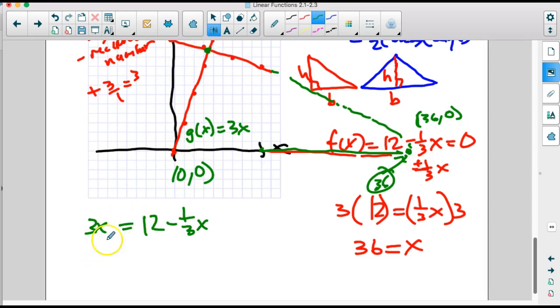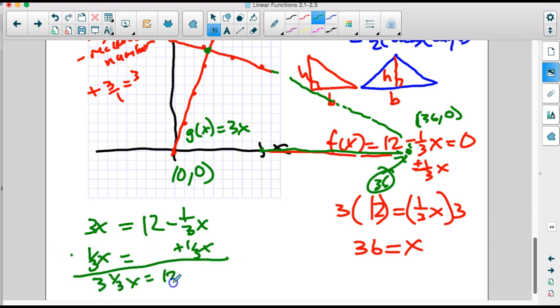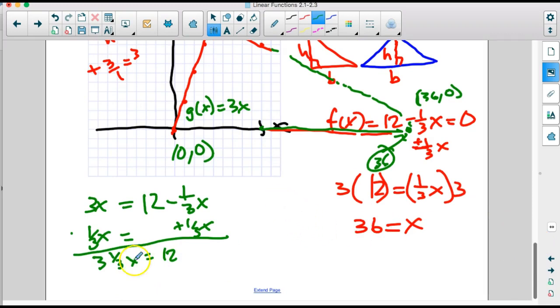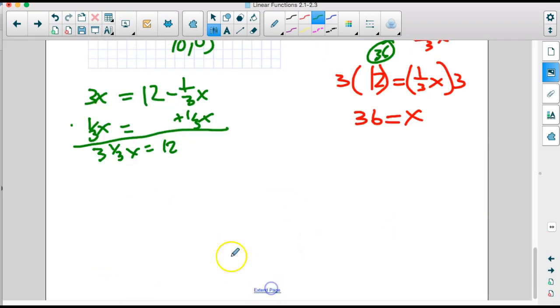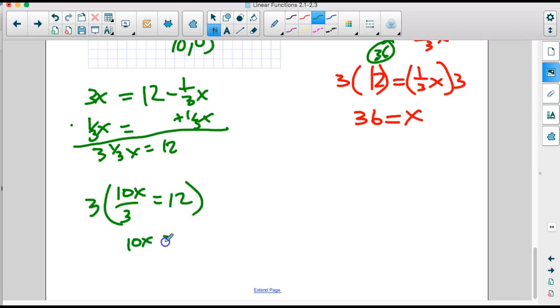So we would add the 1/3 x, and we get 3 and 1/3 x equals 12. In a fraction, this mixed number is 10/3 x equals 12. I multiply by 3 to get rid of the denominator. So I have 10x equals 120. This is multiplied by 3 also. X would be 12. That's not right.